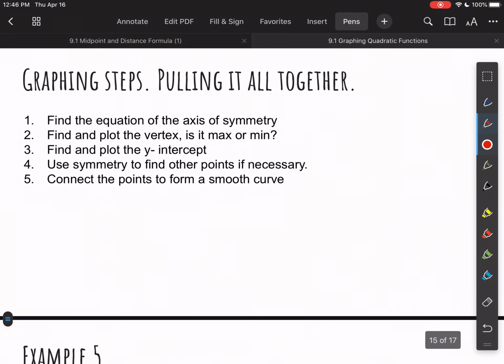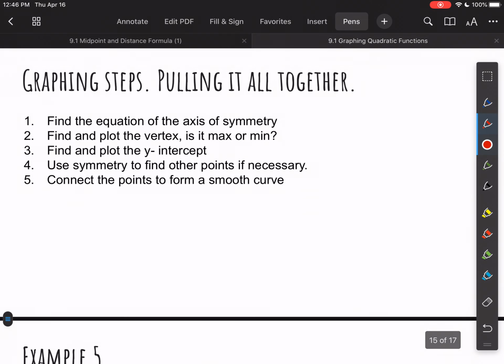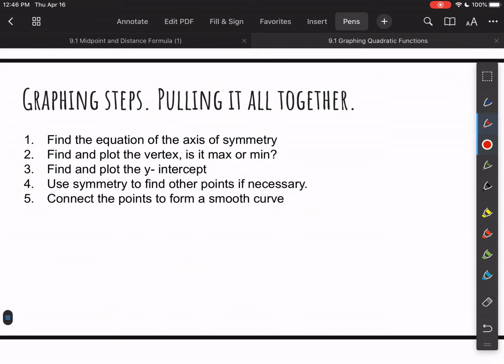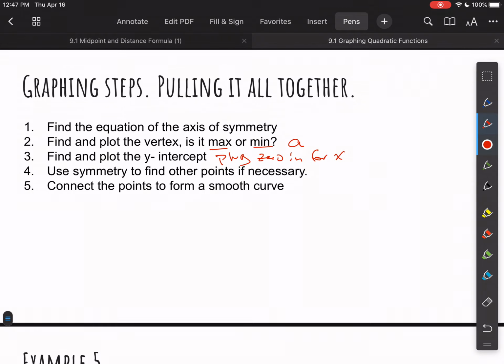Okay, so the graphing steps, pulling all these examples together. Here's what you do. You find the equation of the axis of symmetry. You find and plot the vertex after you plug the axis of symmetry value back in. Figure out if it's a max or a min by looking at the a value, the first coefficient. Then number 3, find and plot the y-intercept, which means you're going to plug 0 in for x. Then we're going to use symmetry to find the other points if necessary. Connect the points and form the curve, and we're done.